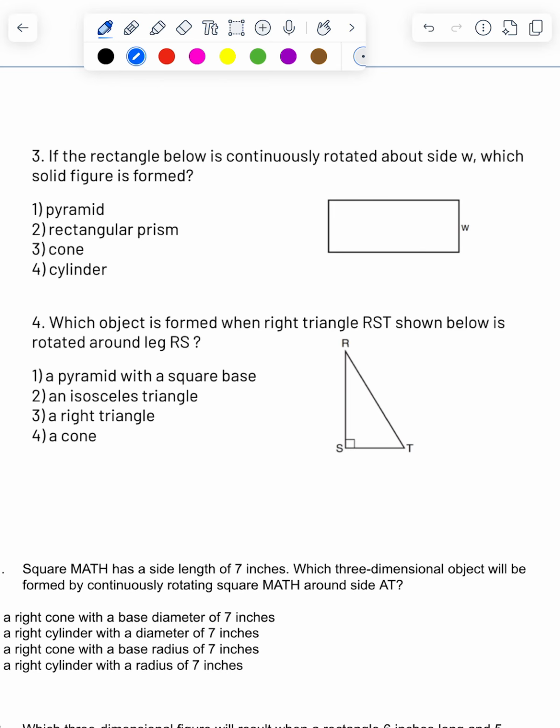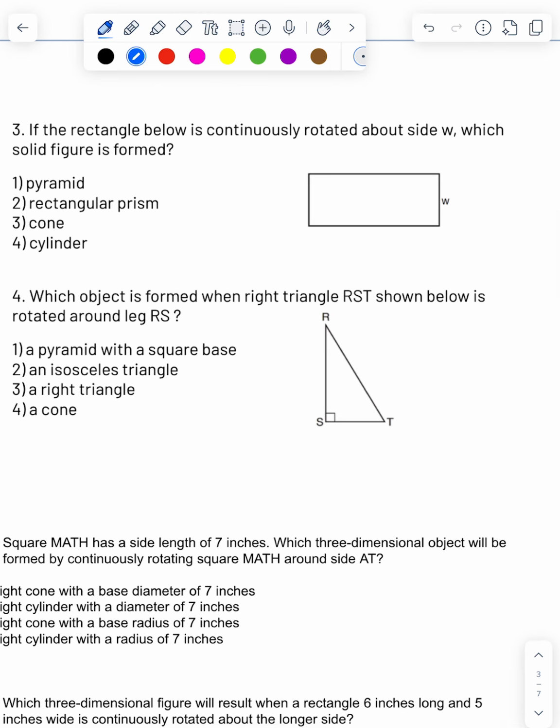Here we're rotating around side W. So we're going to see it on both sides. The straight edges are going to look curved. And here we have a cylinder. In the next one, we're rotating triangle RST around leg RS, around this leg. So we're going to see it on both sides of that leg. And I should probably put the curved part over here. And we have a cone.